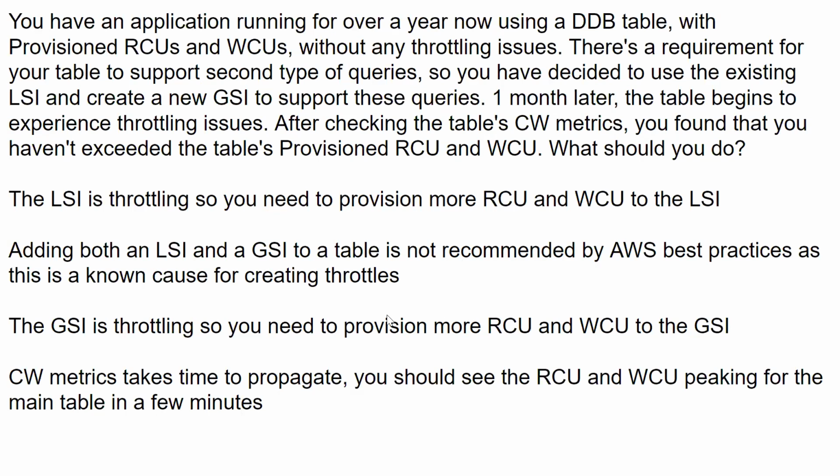What should you do? The LSI is throttling, so you need to provision more RCU and WCU to the LSI. Adding both an LSI and GSI to a table is not recommended by AWS best practices, as this is a known cause for creating throttles. The GSI is throttling, so you need to provision more RCU and WCU to the GSI. CloudWatch metrics take time to propagate. You should see the RCU and WCU peaking for the main table in a few minutes.